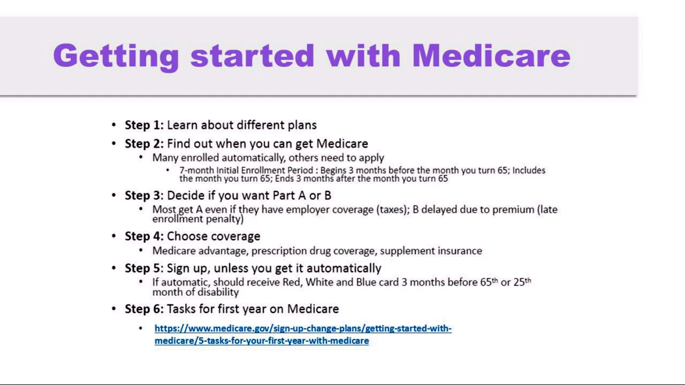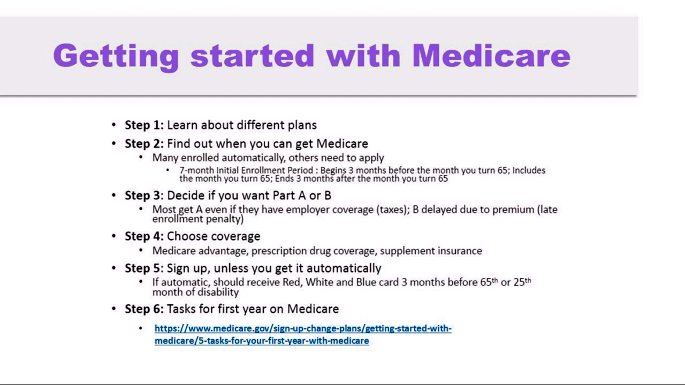The first step in getting started with Medicare is to learn about the different plans. Next, you need to find out when you can get Medicare. Many people are enrolled automatically. The initial open enrollment period to enroll in Medicare for the first time is 7 months. It begins 3 months before you turn 65, includes the month you turn 65, and ends 3 months after you turn 65. For example, if your birthday is in September, your initial open enrollment begins in June and ends through December.